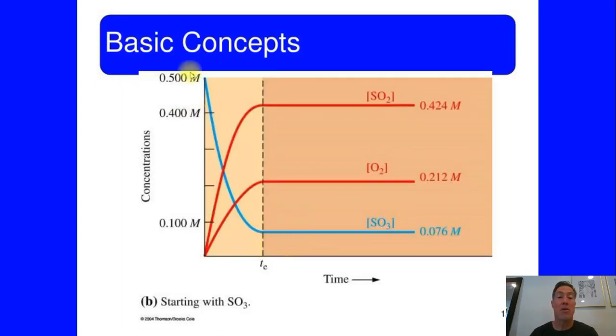But we can also start by just having all products. Here's all SO3 and zero reactants. And what's going to happen? Those products are going to then decompose back into the initial reactants. And again, we'll get a point where we have a stable, unchanging concentration of both reactants and products. So we can establish equilibrium from either direction, by starting with all reactants and no products, or even by starting with all products and no reactants. Either way, it will shift back into equilibrium.